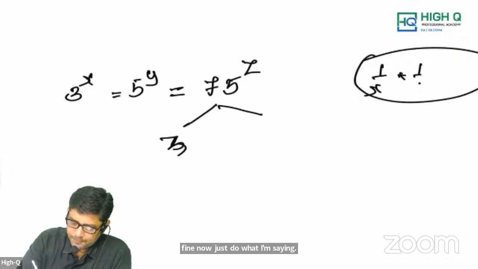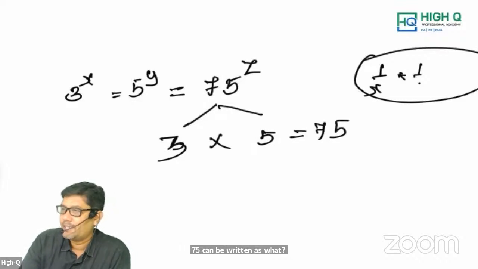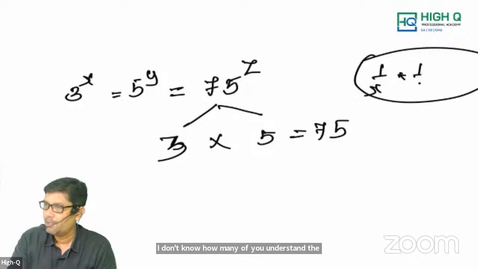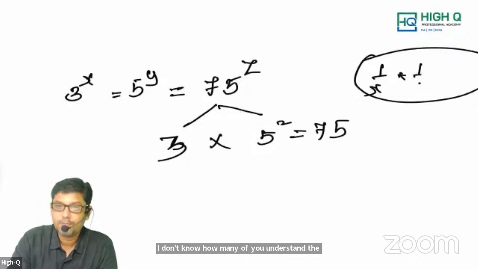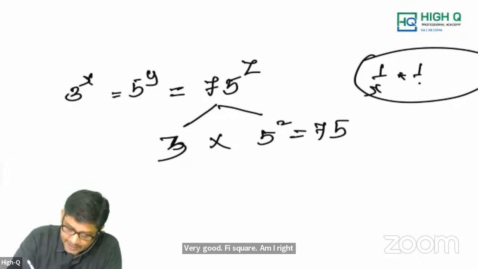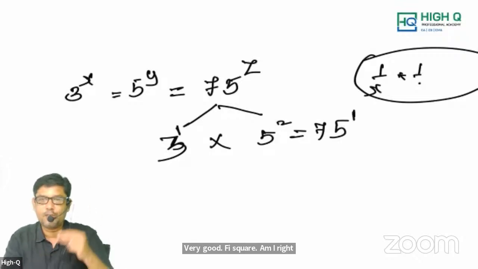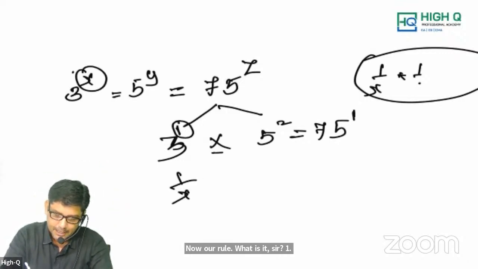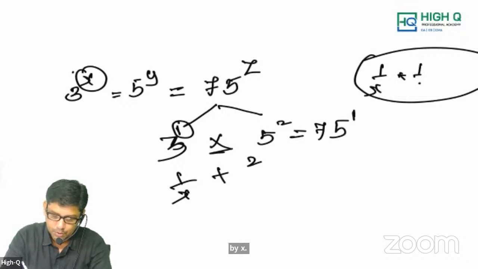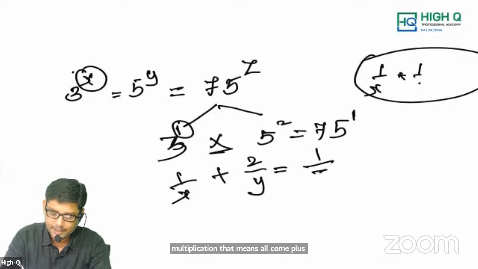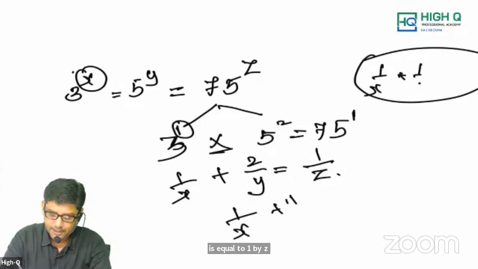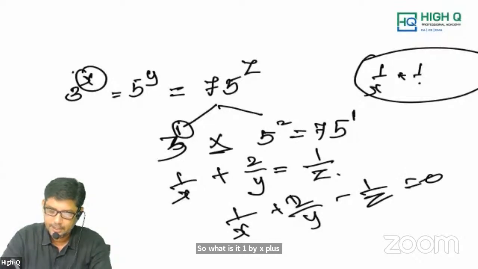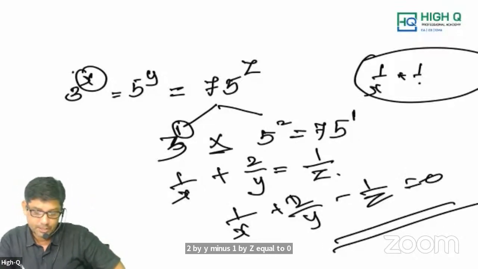75 can be written as what? 3 into 5 square. This trick is a fantastic trick. I don't know how many of you understand the importance of the trick. Very good. Am I right? Can you write this? Is it 3 power 1, 75 power 1? Say yes or no. Now our rule. What is it, sir? 1 by x, multiplication, that means what will come? Plus 2 by y is equal to 1 by z. So 1 by x plus 2 by y minus 1 by z equal to 0. Am I right, my dear? So this rule I wanted to teach you.